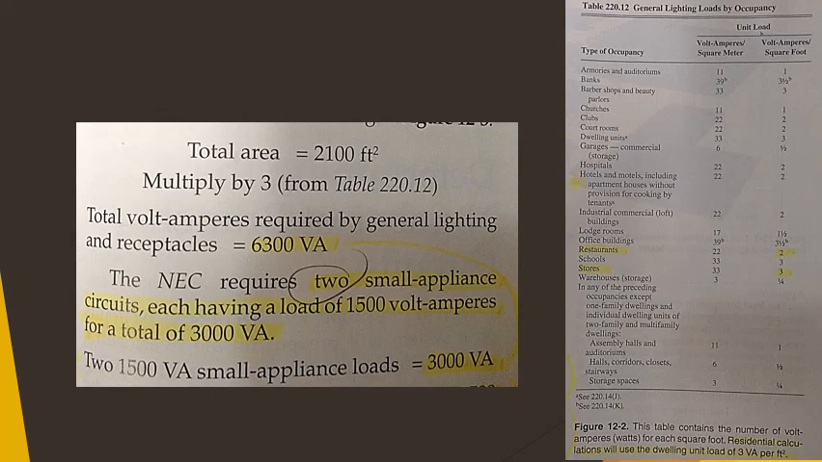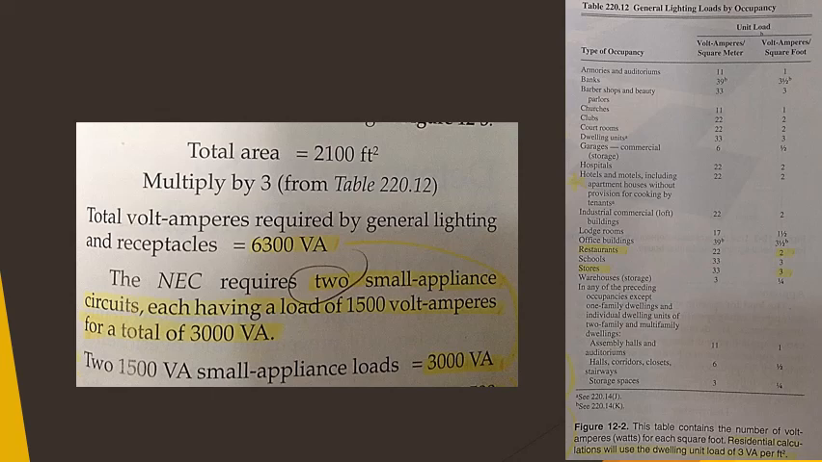The total area is 2100 square feet. Multiply 2100 square feet by 3 from table 220.12. The total volt amperes required by general lighting and receptacles equals 6300 VAs. The NEC requires 2 small appliance circuits, each having a load of 1500 volt amperes, for a total of 3000 VAs.